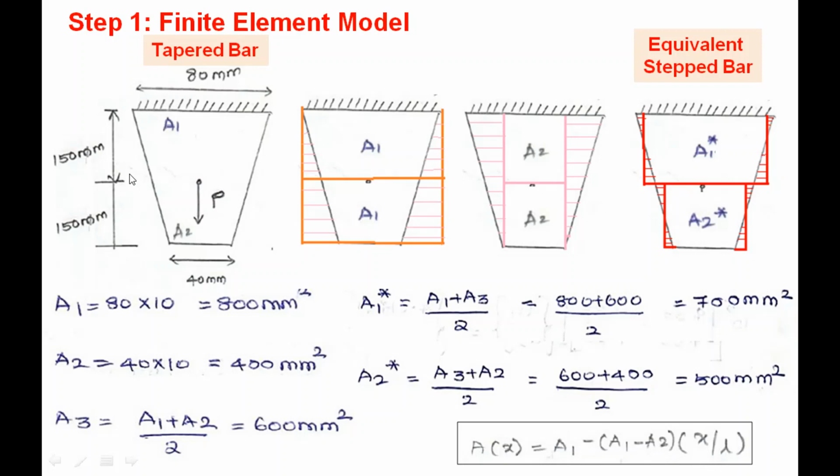A2 is the area of cross section of the free end. X is measured from the fixed end. We have to take X from the fixed end. Then this equation will give you the area of cross section at any point along the tapered bar.